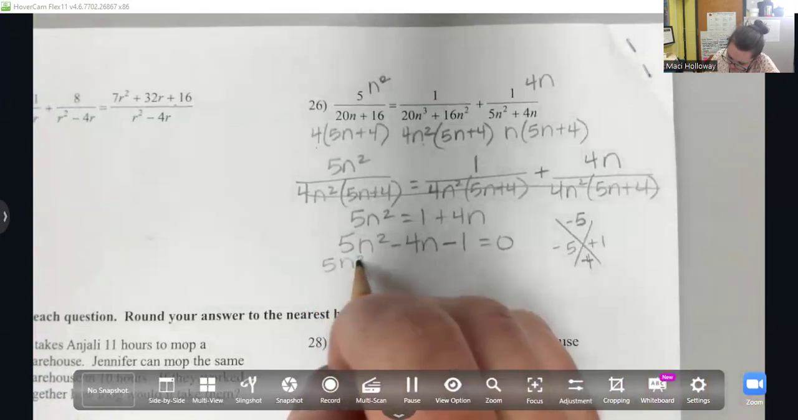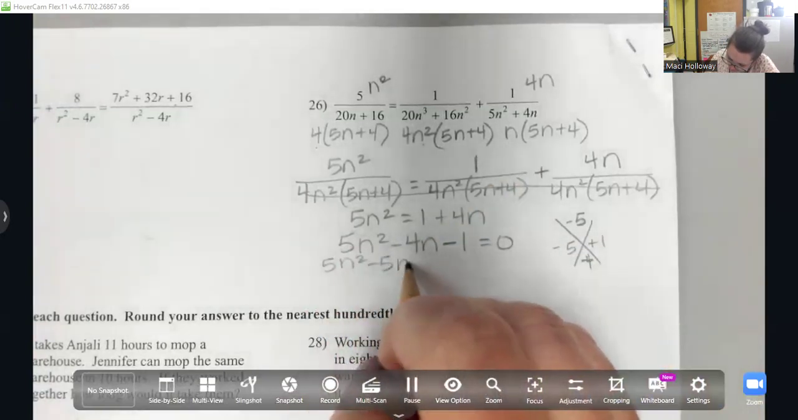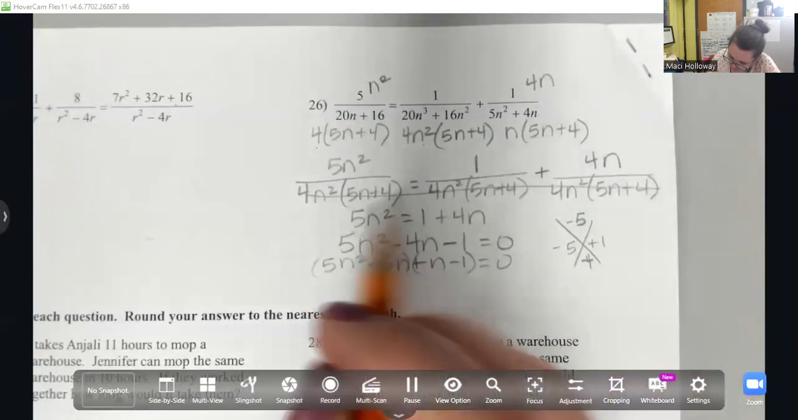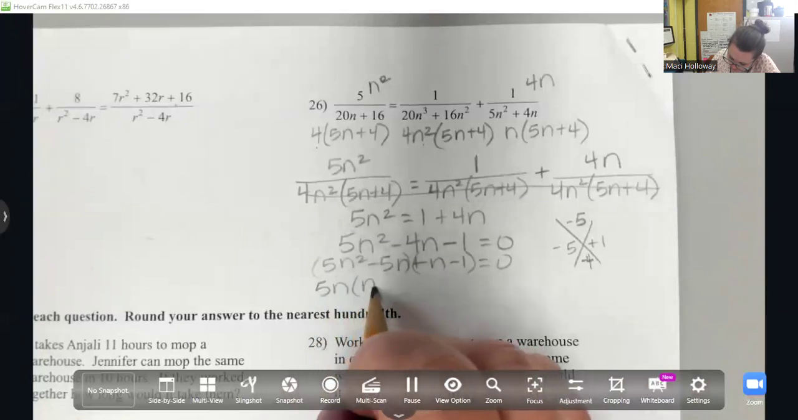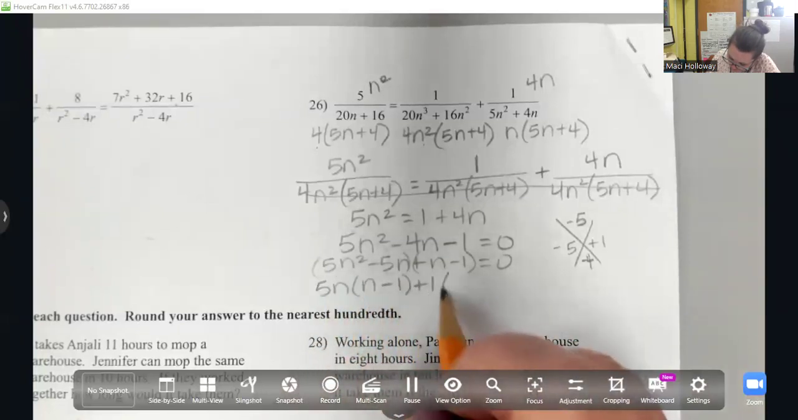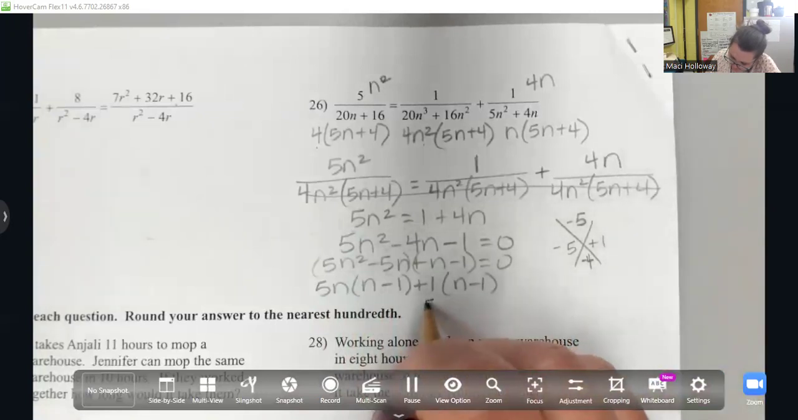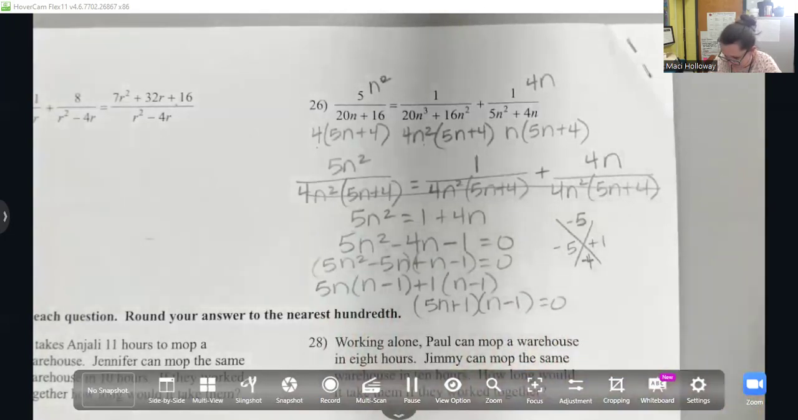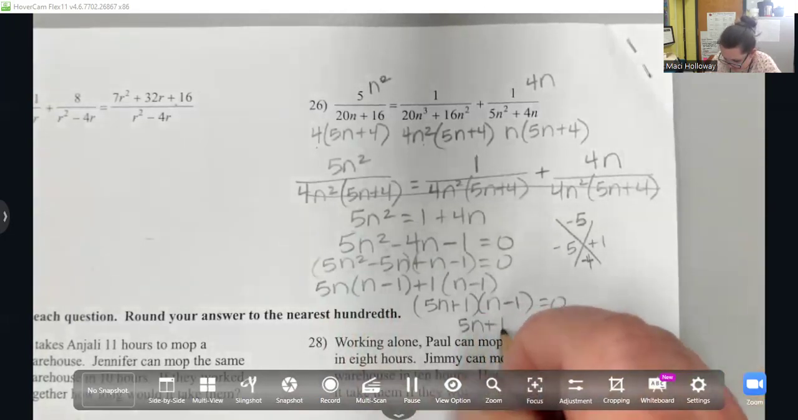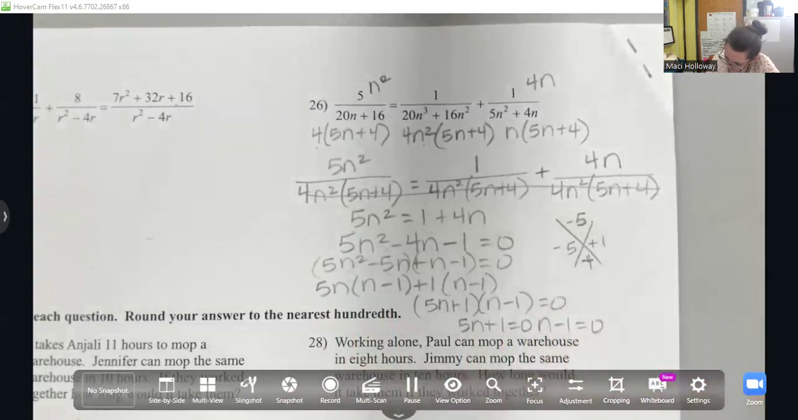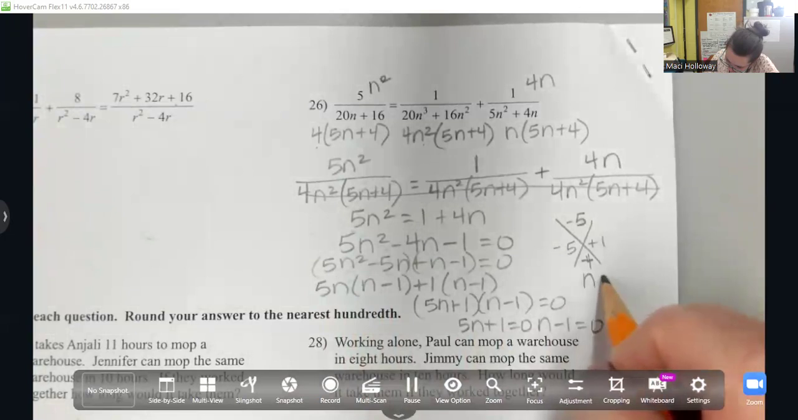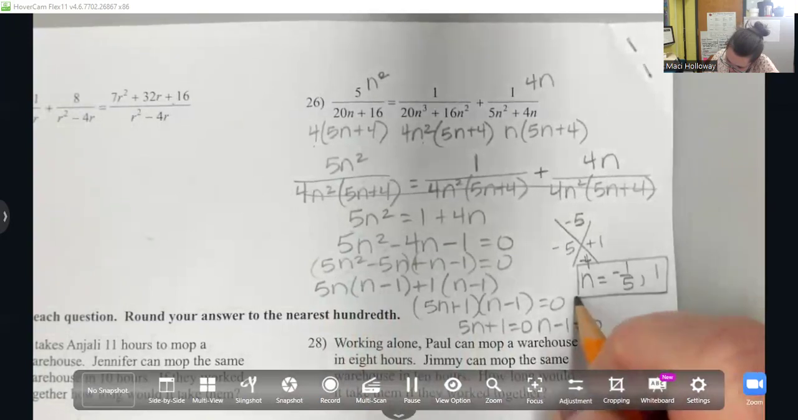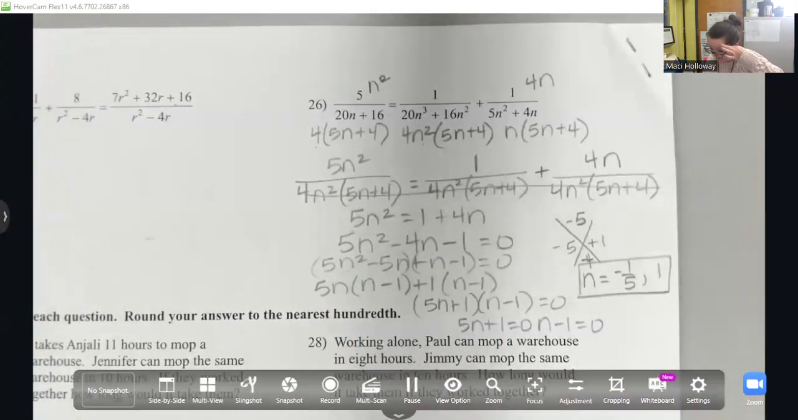All right, so I'm going to split my middle term. Negative 5n plus n minus 1 equals 0. All right, factor by grouping. So we have 5n here, n minus 1, a 1, n minus 1. So we have 5n plus 1 and n minus 1 equals 0. Separate them and set them equal to 0. And solve. So n equals negative 1/5 and 1. All right, not too shabby.